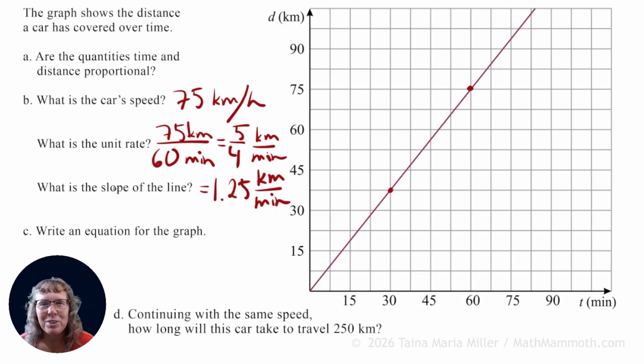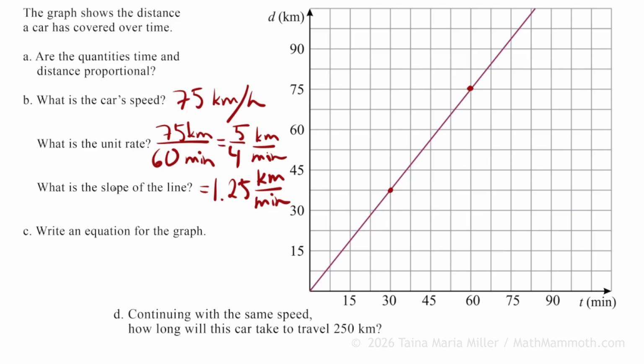Then write an equation for the graph. What is the general form of this equation when it's a proportional relationship? y equals mx. Okay? This time, instead of y and x, we have two other letters to use, t and d. t is the independent variable and d is the dependent. So instead of y equals mx, it is d equals some number times t. What number? That's pretty easy. It's the unit rate. We already calculated it. So we just grab it from there, 1.25.